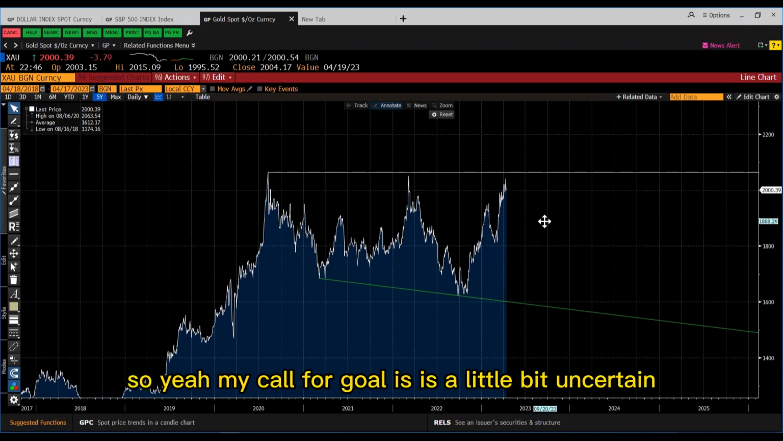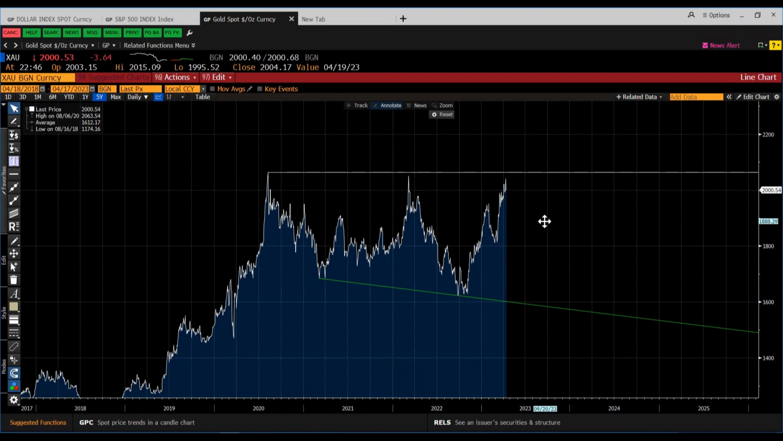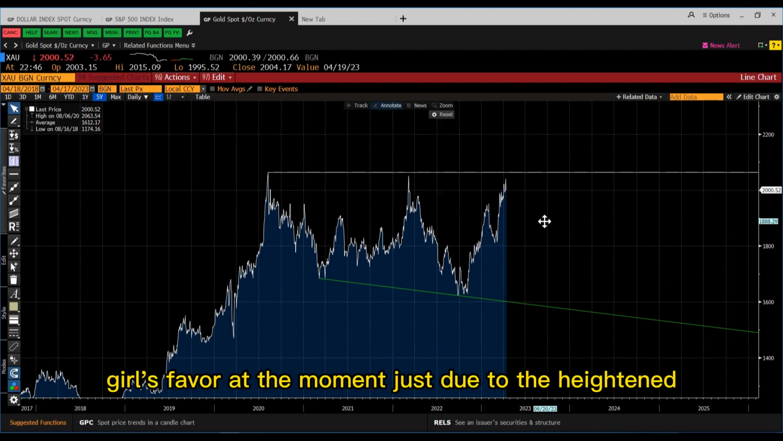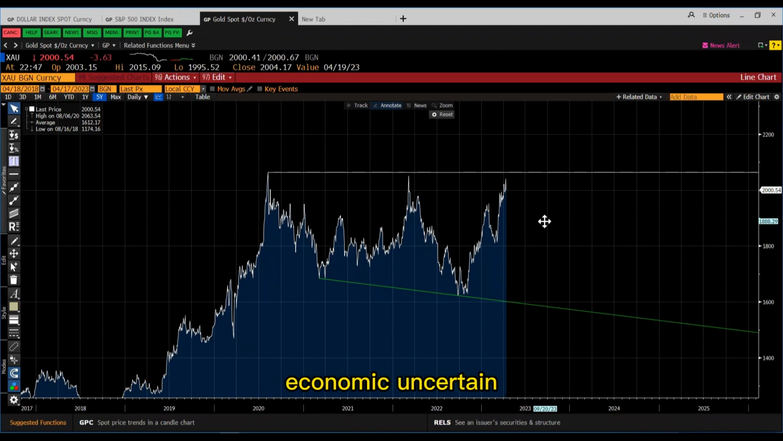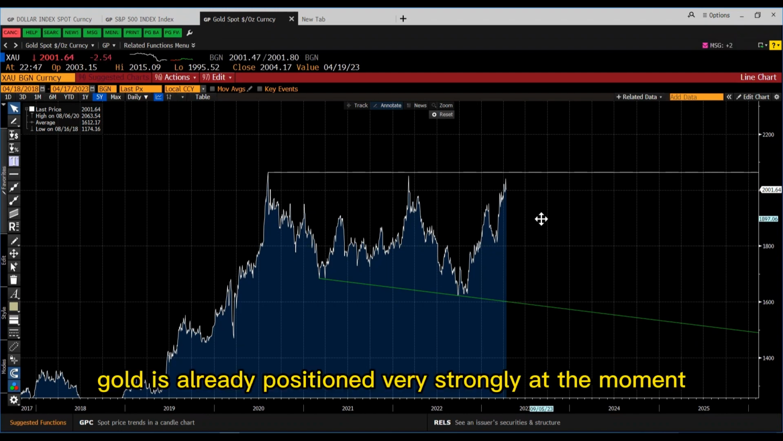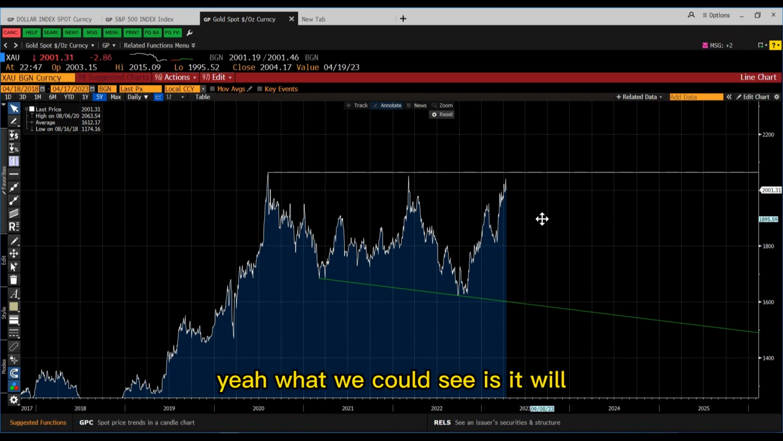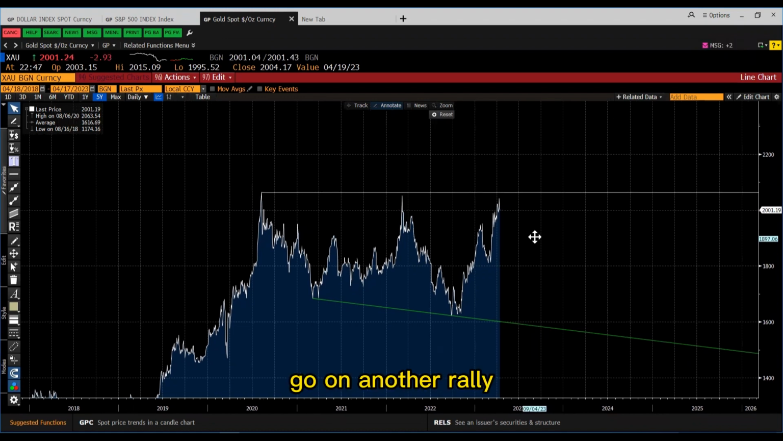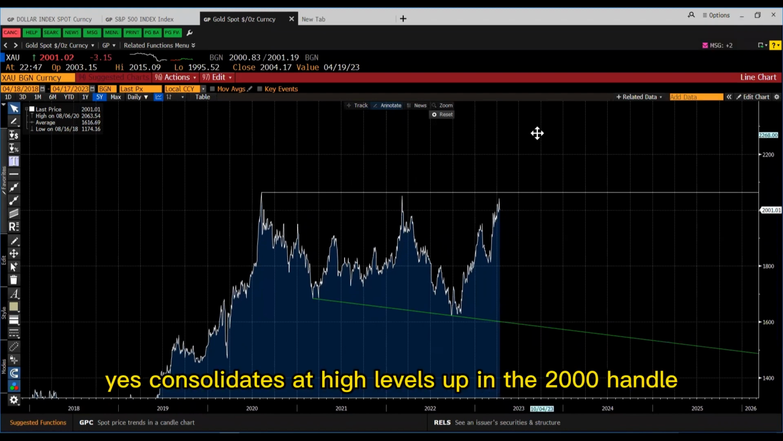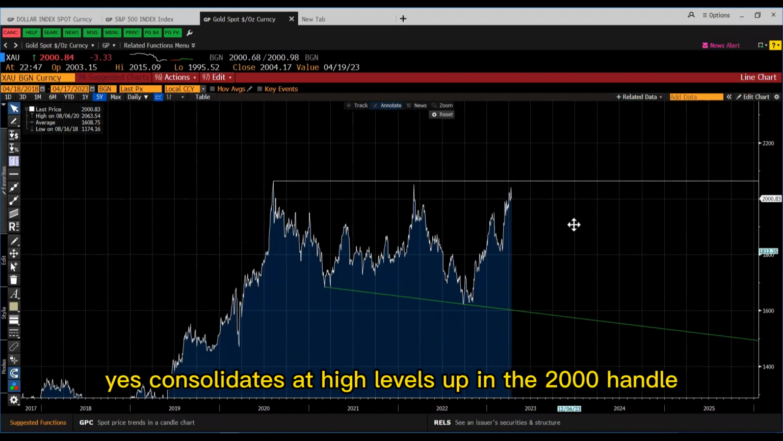So my call for gold is a little bit uncertain, but I think the odds are probably in gold's favor at the moment, just due to the heightened economic uncertainty we're seeing around the world and in the global markets. If we do get a risk-off event and a dramatic economic downturn, gold is already positioned very strongly, and I think what we could see is it'll go on another rally and consolidate at higher levels up in the 2,000 handle.